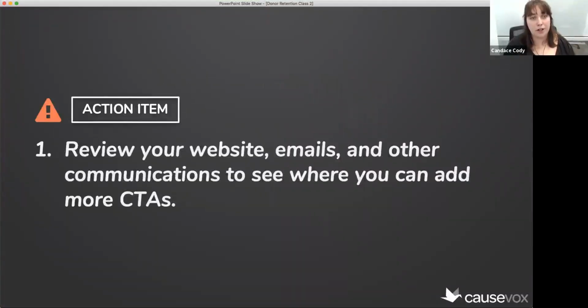So an action item for you is to review your website, emails, and literally any other communications that ever go out to see where you have more opportunities to add strong call to actions and increase donor conversion and donor retention.